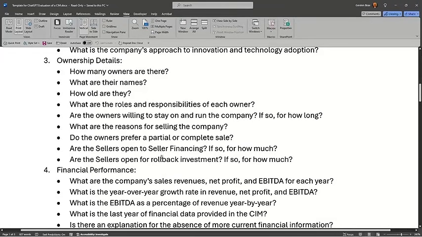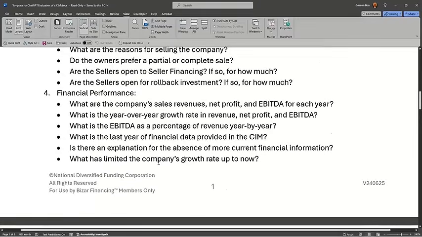But if you can get the answers to these questions and put your fingertips on these answers really quickly, you become a much more powerful business buyer. All right. Then there's financial performance of the company, things that we want to know. What are the company's sales revenue, net profit, and EBITDA?